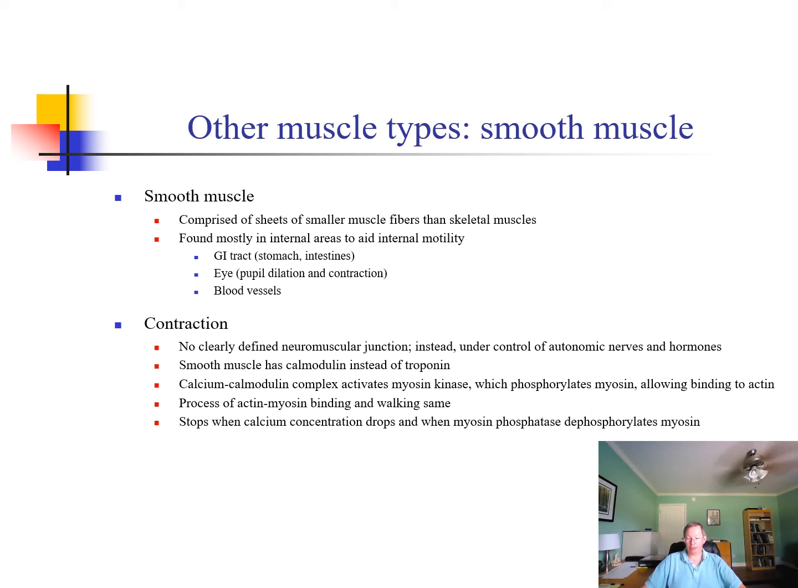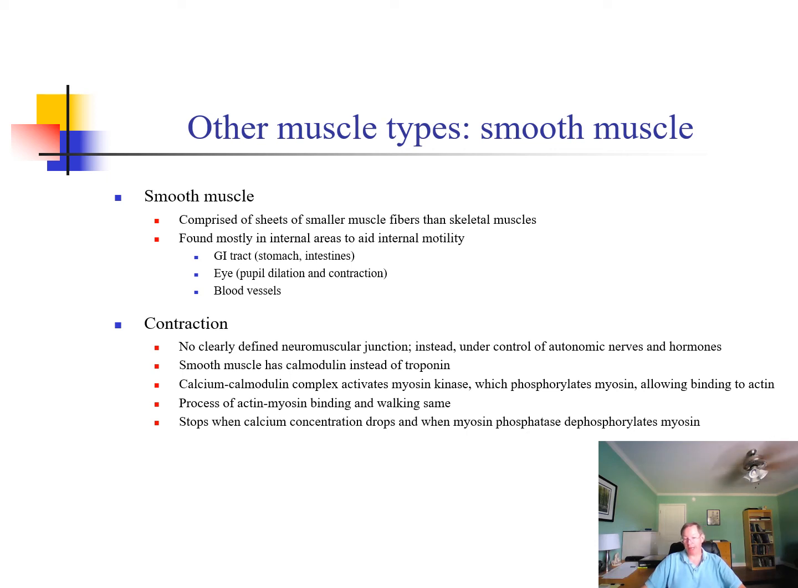Now, instead of troponin, I have calcium and calmodulin that are impacting the movement of my smooth muscle. Calcium calmodulin will activate myosin kinase. You remember that any kinase will phosphorylate. So in this case, myosin kinase is an enzyme that phosphorylates the myosin. And when you phosphorylate the myosin, it will then allow the binding to the actin.